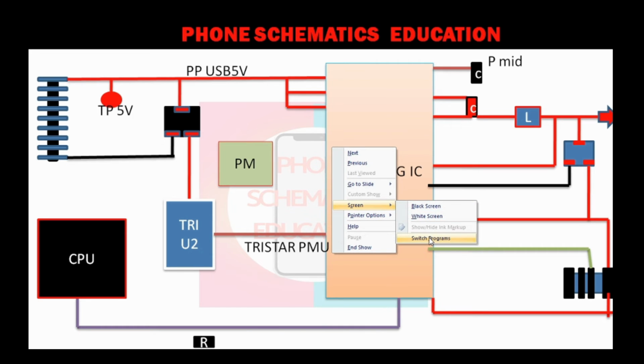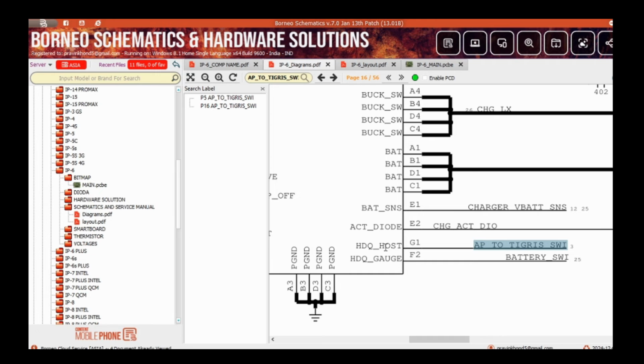Now let's get back to the schematics. HDQ host, HDQ gauge. Clear? These both are lines. How do these both lines work? First, through HDQ gauge, this charging IC senses the battery status. After that, through this line, HDQ host, the charging IC gives all the information, or you can say the CPU takes all the information from the charging IC, the battery status information.